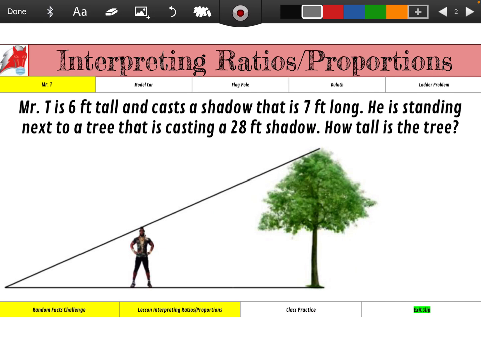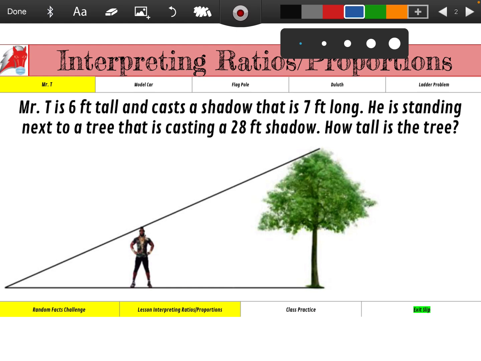Here's how we're going to start. Obviously, I've got a little bit of a pun going. Mr. T is 6 feet tall and casts a 7-foot shadow. If he's standing next to a tree that casts a 28-foot shadow, how tall is the tree? Well, we're going to need to set up some distances and lengths and get an idea of what we're looking at.